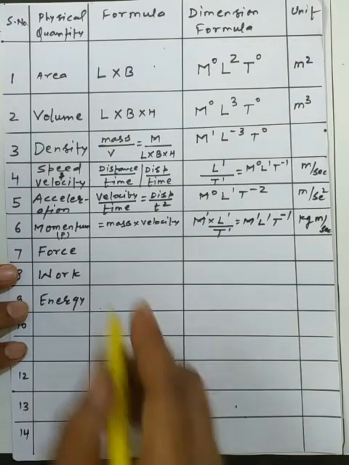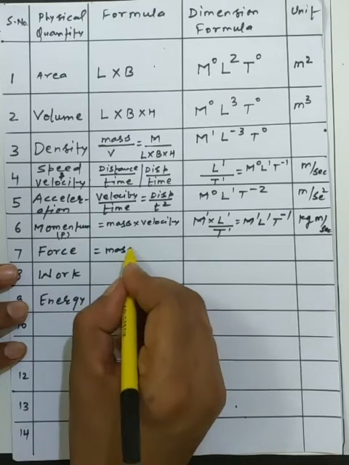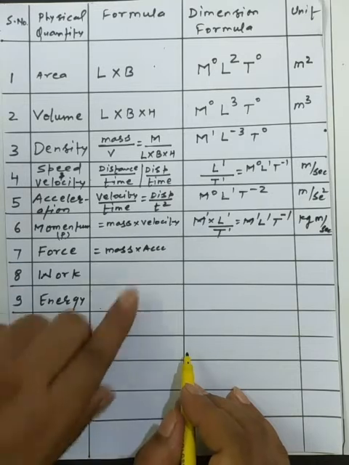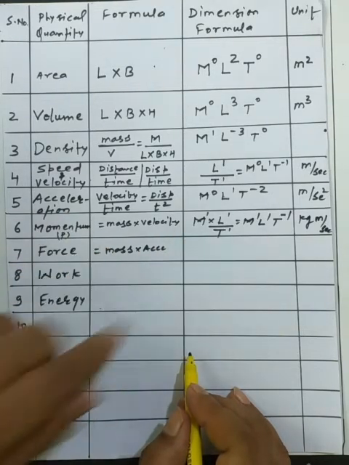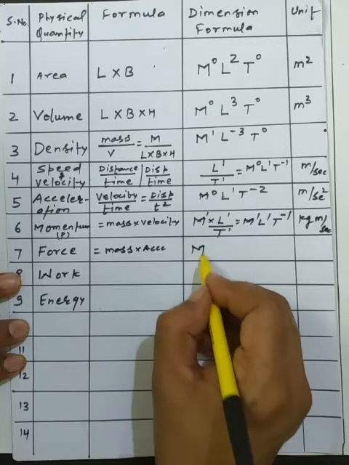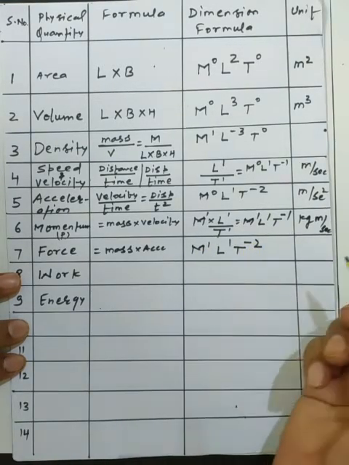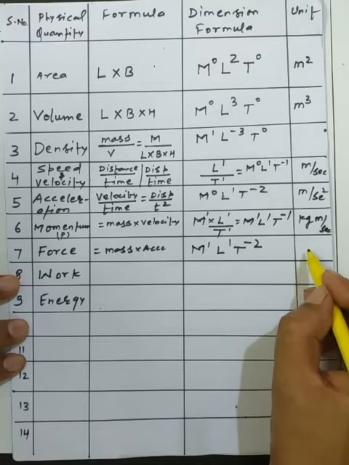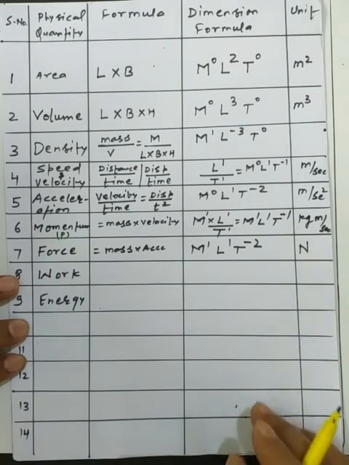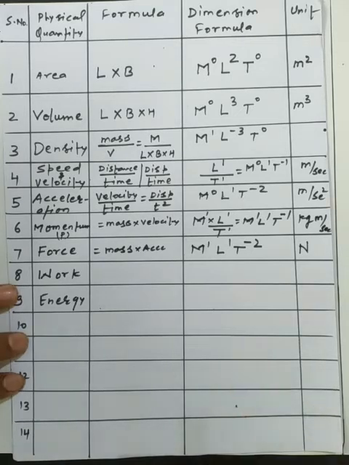Now next we have force, and we know the formula of force, that is mass into acceleration. The dimension formula of acceleration we already know, and the mass is included. So finalized, we write M1 L1 T minus 2, and the unit of force is the Newton or kilogram meter per second square. So in the simplest manner we are finding the dimension formula.